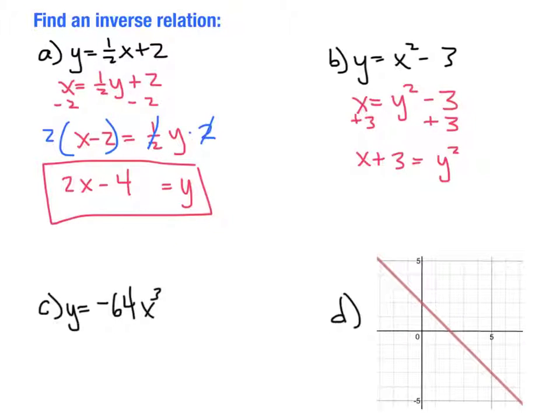Now how do I get rid of the squared? I take the square root of each side, and what do I know about even roots? What do I have to remember to put in front of the square root of x plus 3? Plus or minus, because for even roots, we don't know what it could have started off as. So don't forget your plus or minus square root of x plus 3.